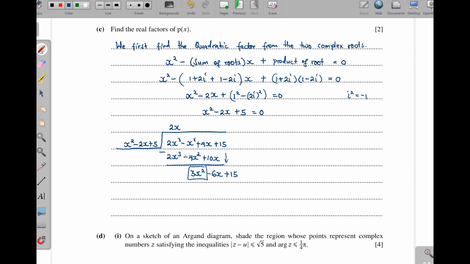Now 3x squared divide by x squared, you'll get a positive 3, not so? Then x squared times this 3, you are getting 3x squared. Then minus 2x times the 3, you are getting minus 6x. Are we there? And then 5 times 3, you are getting positive 15. Then when you subtract here, you're going to get everything going, and that is a 0. So that means the quadratic factor we got here is correct, because when you divide this one with it, you're getting a 0.